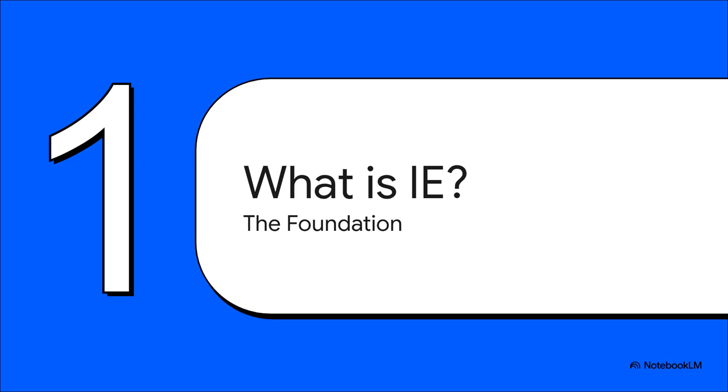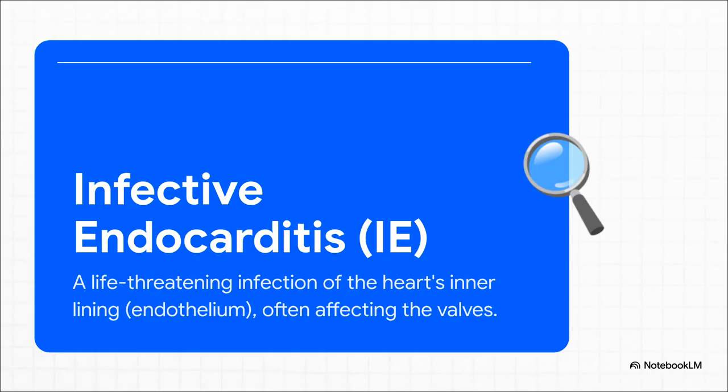First things first, what exactly are we up against when we're talking about infective endocarditis? So, at its core, IE is an infection of the endocardium. That's the inner lining of the heart, and it almost always goes for the heart valves. Now, this is not just any old infection. This is the real deal. It's life-threatening. Basically, bacteria set up camp and form these things called vegetations on the valves, which can break off and cause all sorts of chaos, like heart failure or strokes. This is why our management has to be spot on.